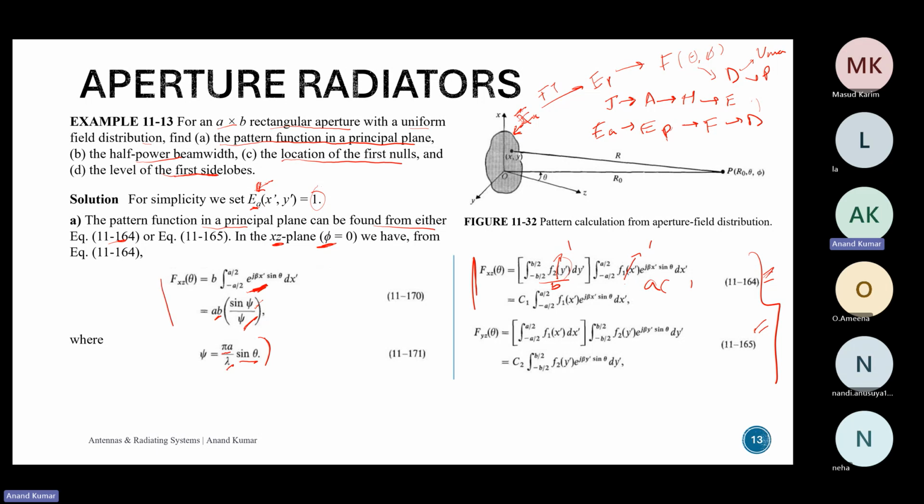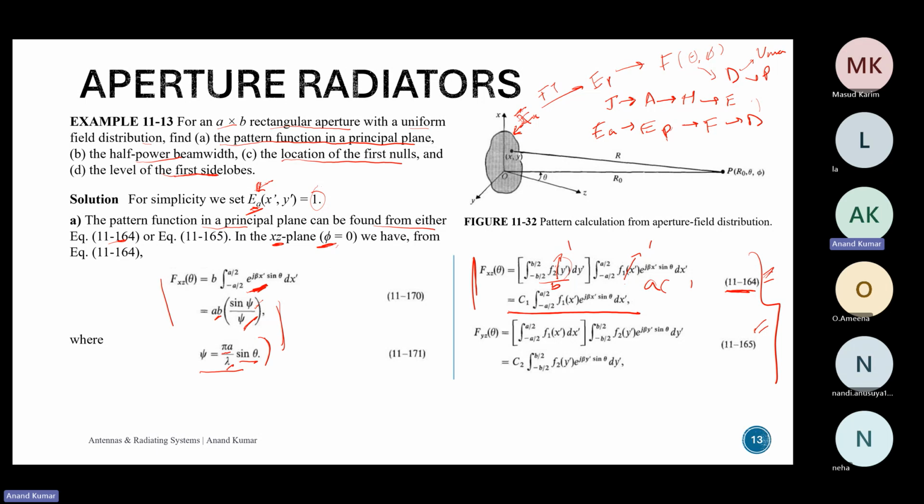For simplicity, we set the electric field magnitude as 1, and then we are using 11164 as we had done in the textbook. For phi equals 0, we have this pattern distribution, and now f2 and f1 are equal to 1, and then we are integrating to get this value. So we have got the pattern function as this expression.